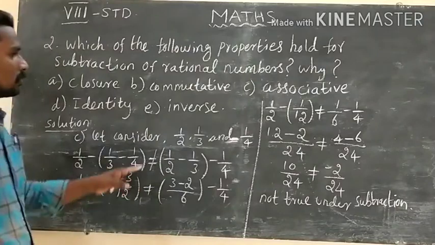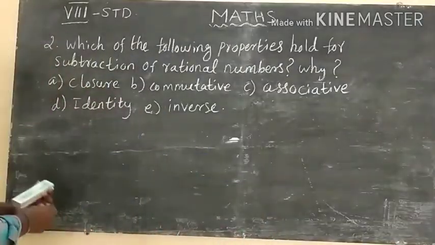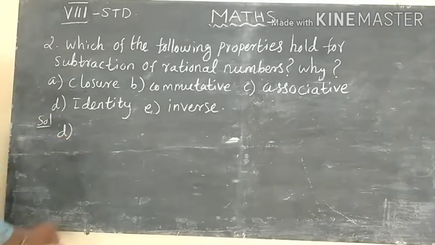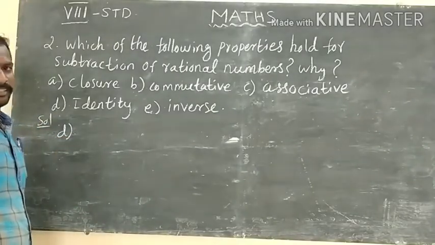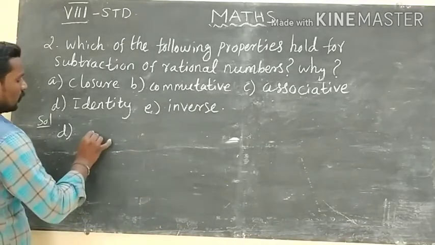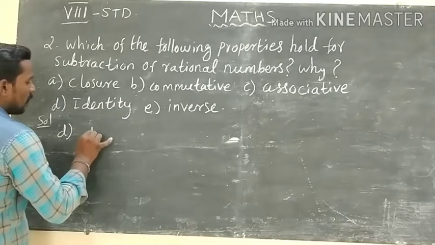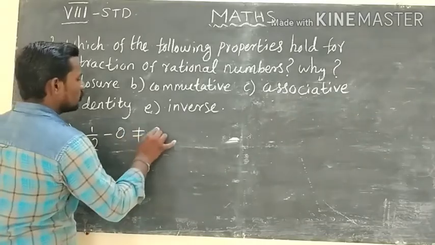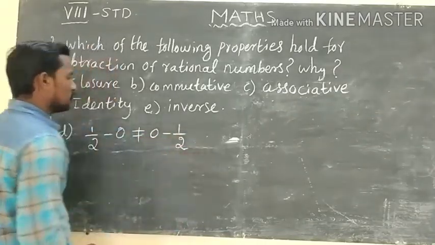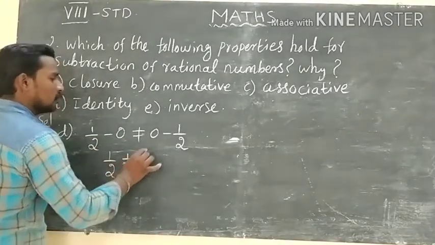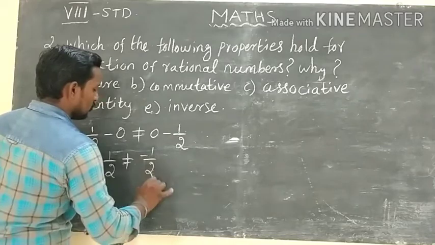Have you understood? That's all. The next one is the identity property. The identity element of addition and subtraction is 0. So here I am taking any one rational number, 1 by 2, subtraction 0. It is not equal to 0 minus 1 by 2, because 1 by 2 minus 0 means 1 by 2 is not equal to 0 minus 1 by 2, which means minus 1 by 2. Both are not equal. So the identity property is not true under subtraction.